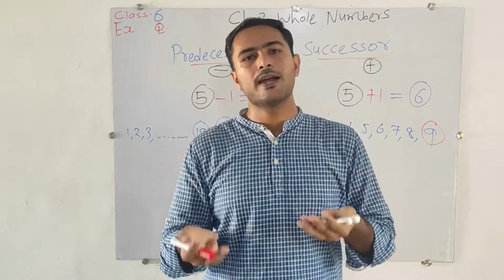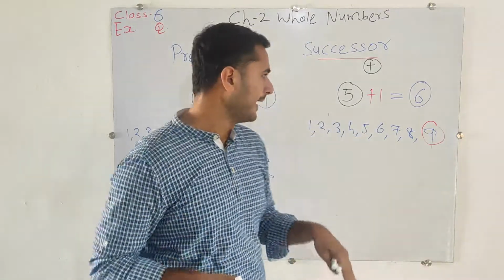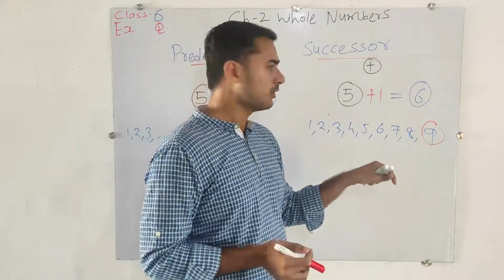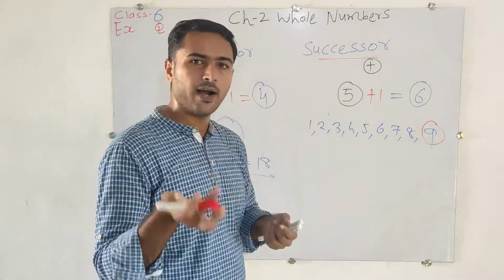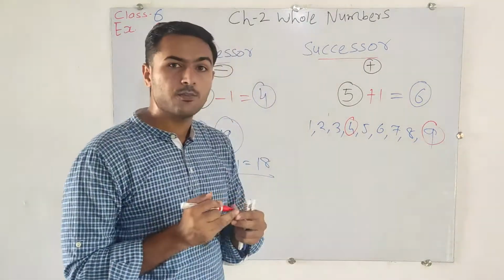But whenever you just want to confirm whether it is correct or not, you can follow this process also. Okay, so by these numbers, let's find the predecessor and the successor. Just tell me the predecessor and the successor for number 4.